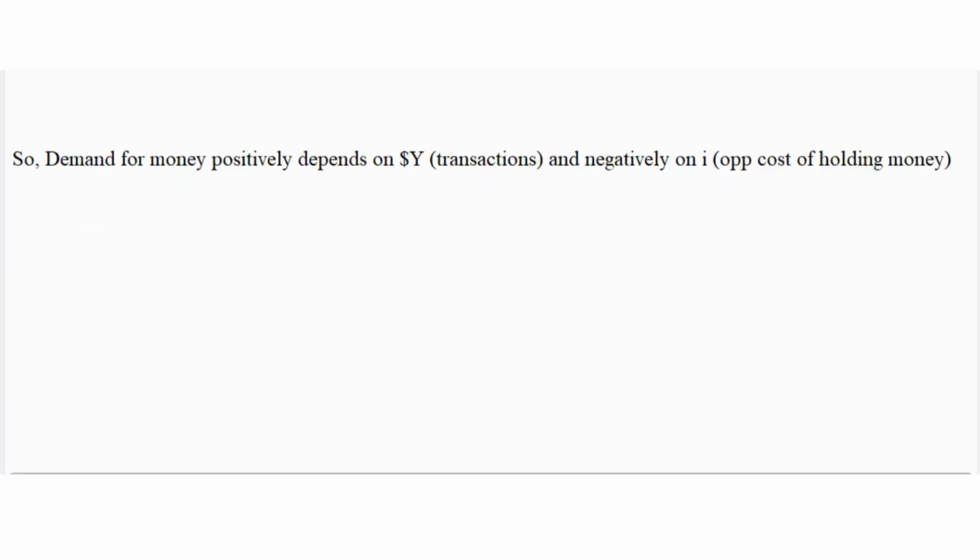So demand for money depends positively on nominal income, which is used as a proxy for the level of transactions in the economy, which require the use of money, and negatively on the interest rate, which represents the opportunity cost of holding money and not investing in bonds.